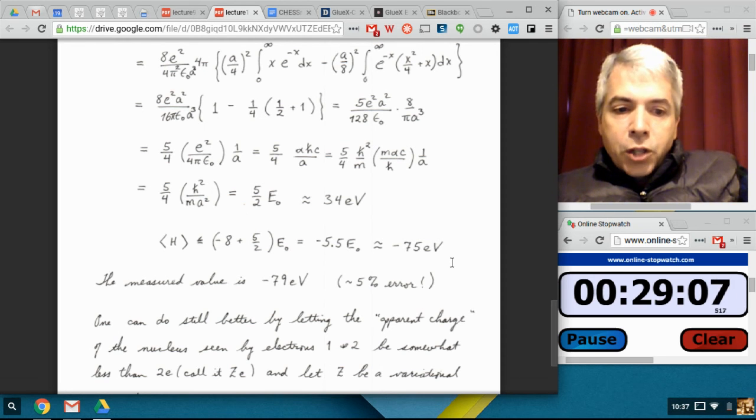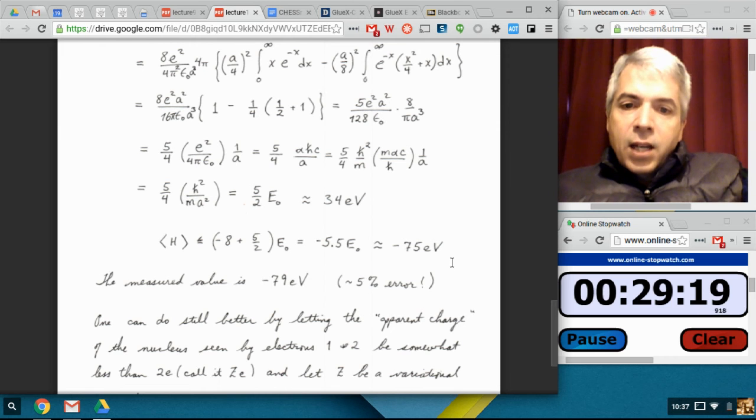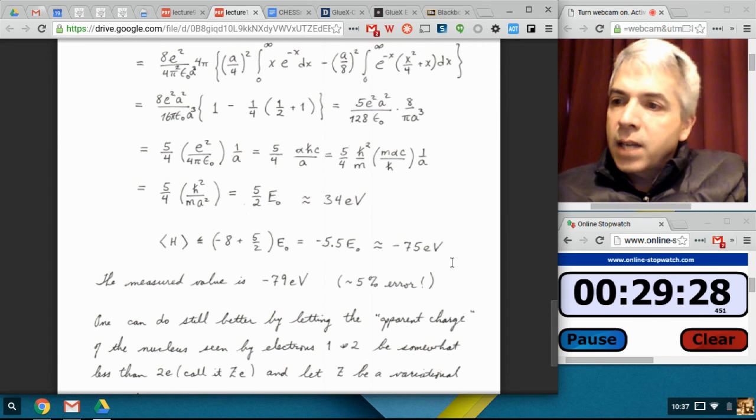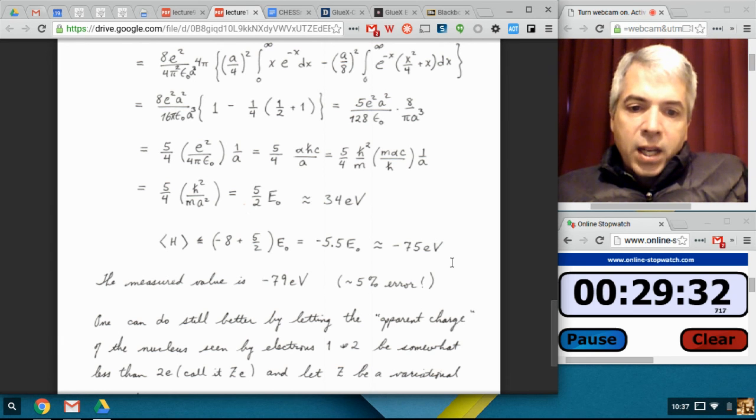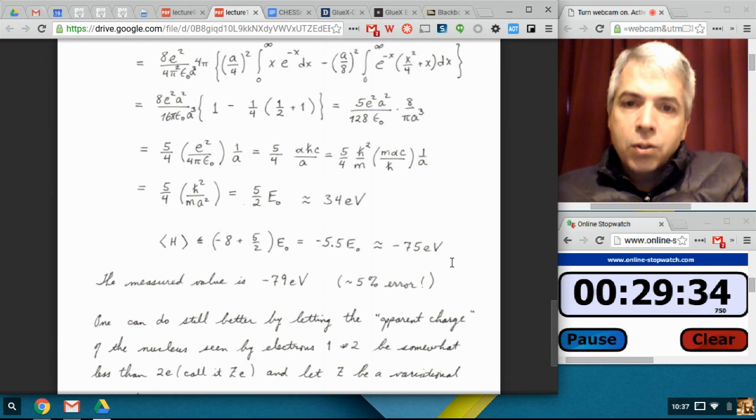And as you increase the screening, you lose binding energy from H0, but you gain it in the H prime. And there's this trade-off, and you can take the derivative with respect to Z, and you end up with a new variational ground state energy that's even closer. So I think, as I remember, it's -78 electron volts, and the experimental answer is -79. Amazing how close you get with such a simple-minded approach.